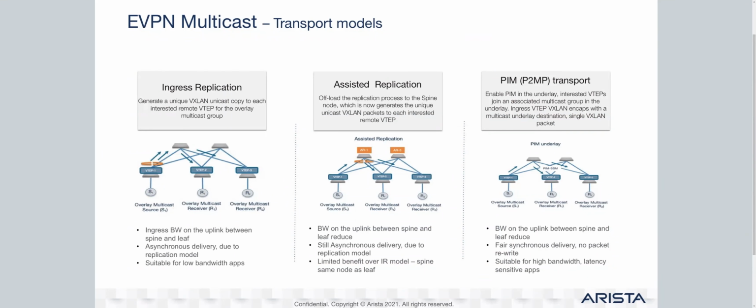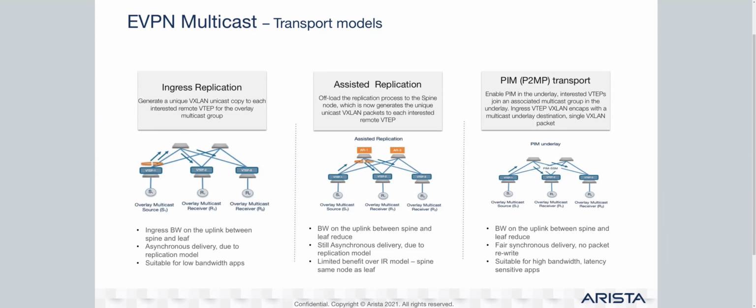Okay, so 3 models for the transport, as I mentioned: ingress replication, assisted replication, and PIM transport. Now, in ingress replication, obviously there's no multicast required in the underlay to forward the overlay multicast traffic. However, the burden does fall on the source VTEP. It has to ingress replicate a number of times to however many receivers there are. Obviously not ideal if you want fairness or for any sort of high bandwidth applications. You're going to consume way too much bandwidth and there's going to be no fairness.